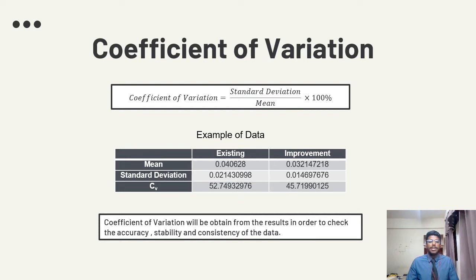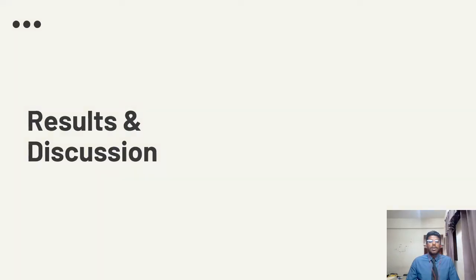As you can see from the example in the bottom with the existing and improvement, there is the mean, standard deviation and also the coefficient of variation. This is in order to check the accuracy, stability and the consistency of the data. So moving on to results and discussion.